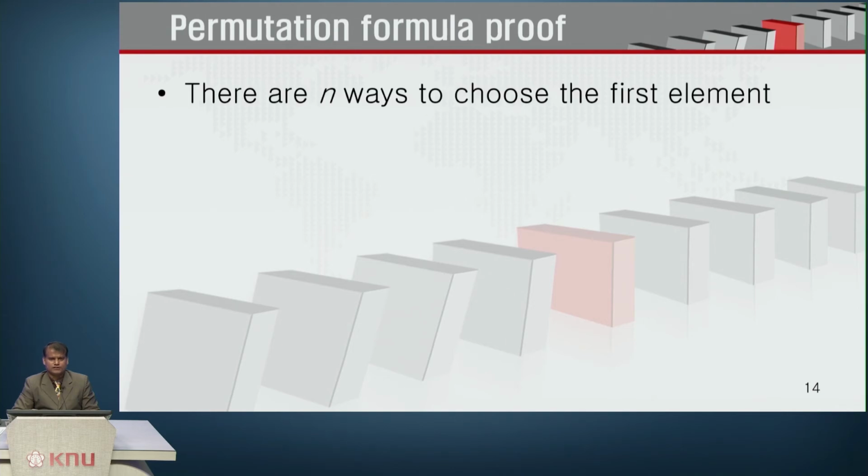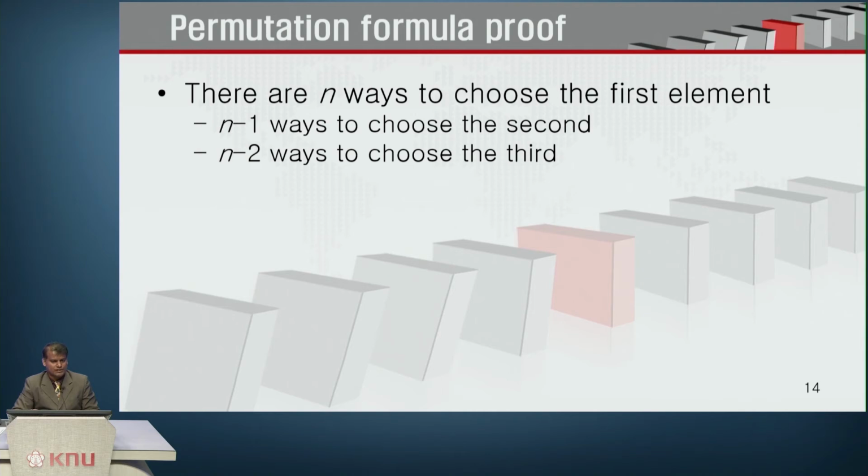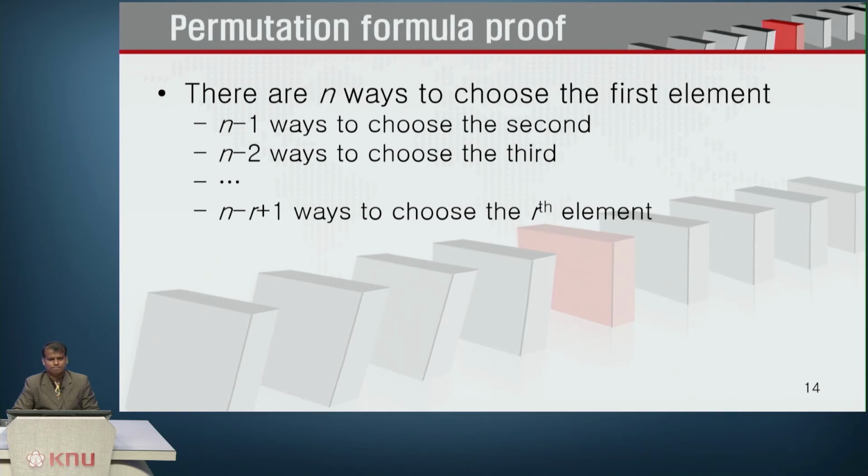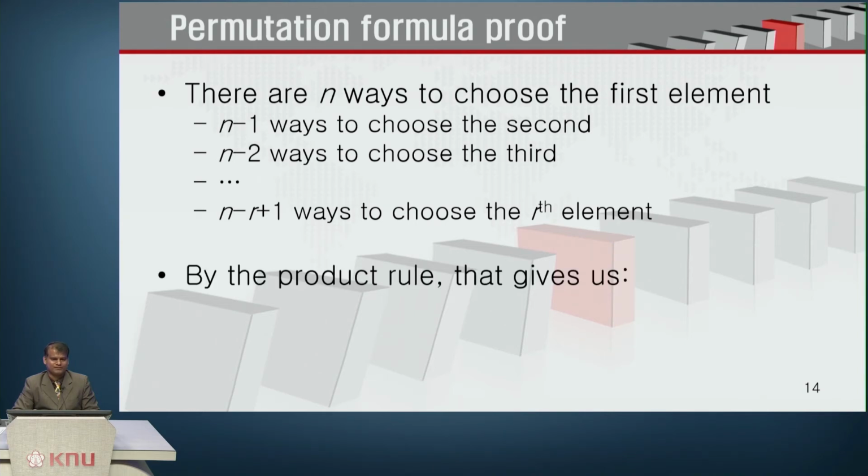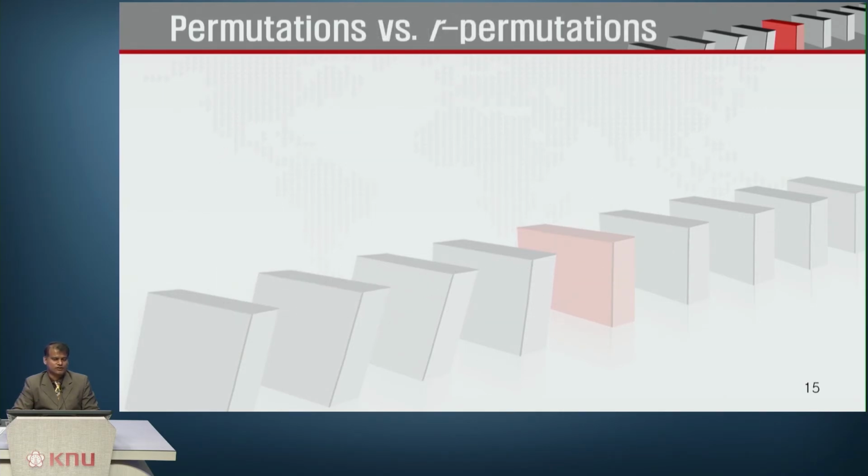Then there is more information about this permutation formula. There are n ways to choose the first element, and once you choose the first element, n minus 1 ways to choose the second element, n minus 2 ways to choose the third, and so on. So n minus r plus 1 ways to choose the rth element. By means of the product rule, you get n times n minus 1 times n minus 2 and so on till n minus r plus 1. That's nothing but the actual formula that we come up with.